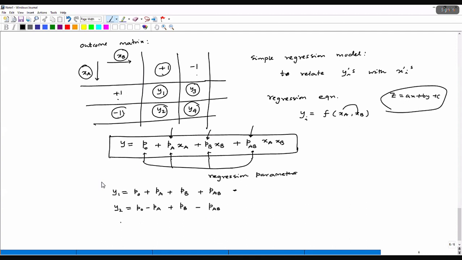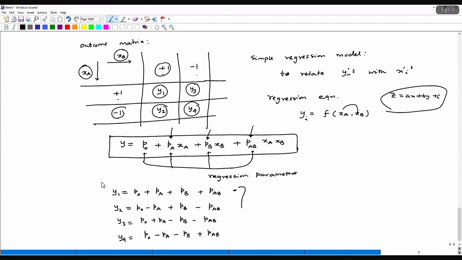Similarly, y3 will be equal to p naught. xa is plus 1, so plus pa. xb is minus 1, so minus pb. Plus 1 minus 1, so you get minus pab. y4 will be equal to p naught. xa is minus 1, so minus pa. xb is minus 1, so minus pb, and both are minus 1, so the product will be positive. It will be plus pab.